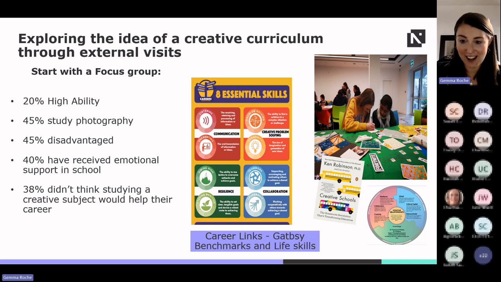So the Gatsby benchmarks are defined as a world-class careers provision in education. So the government kind of judge schools on that, for those of you who might not be aware. And it's a really clear framework of what the young people should experience in school.